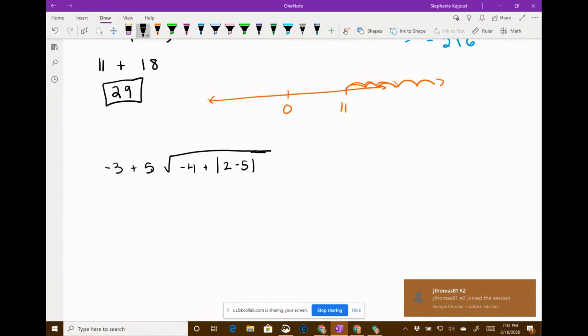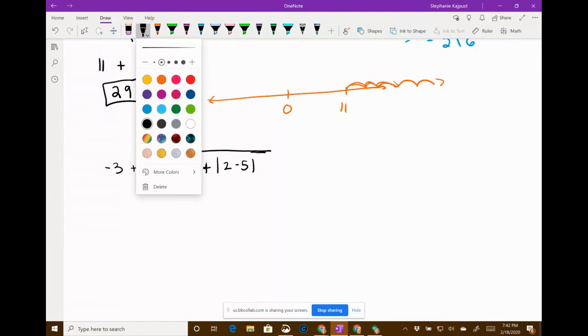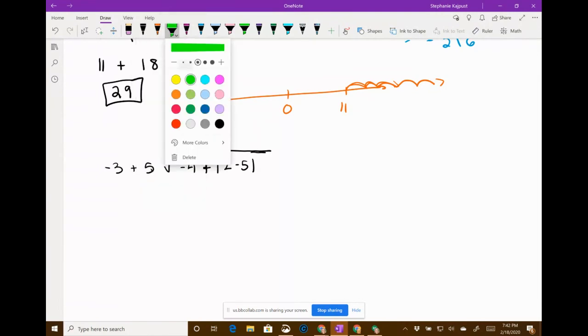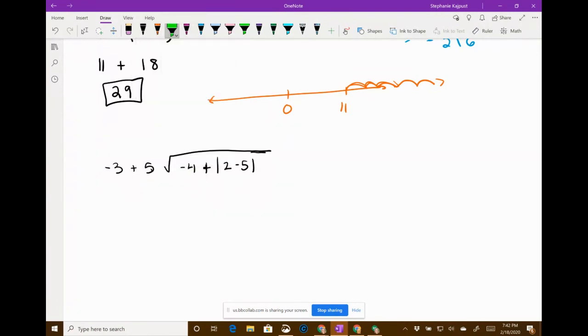And then we've got the square root of -4 plus, let me make sure it's right. And then these are absolute values because those are straight. So straights are absolute values, and then 2 minus 5. So order of operations is parentheses. We don't really have any parentheses here. So you would move to the next step, which would be exponents, or roots.